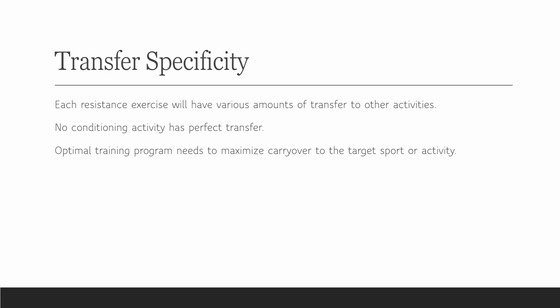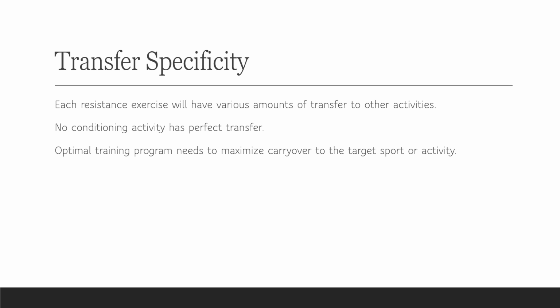Every training activity has a percentage of carryover to other activities, but no conditioning activity has perfect carryover. Although some activities have a higher percentage of carryover than others because of similarities in neuromuscular recruitment patterns, energy systems, and biomechanical characteristics, only by practicing the exact task, such as lifting groceries or shoveling snow, or sport, such as running or basketball itself, is the training 100% transferred.